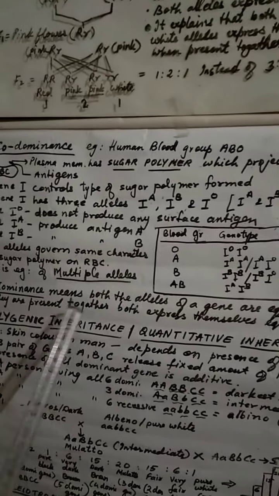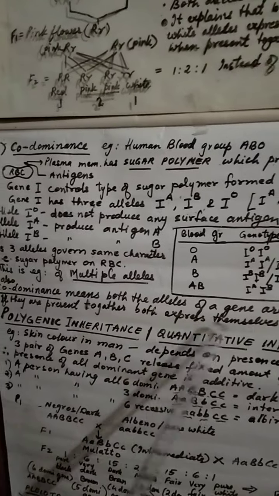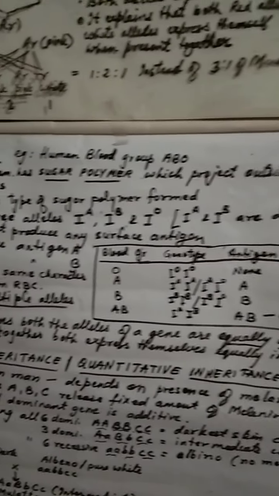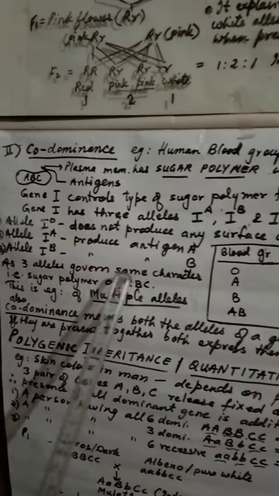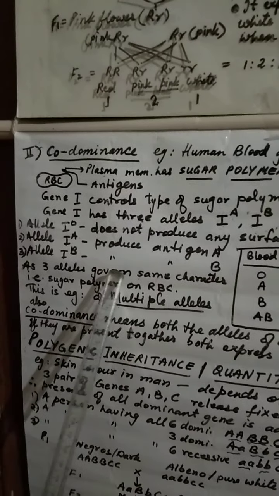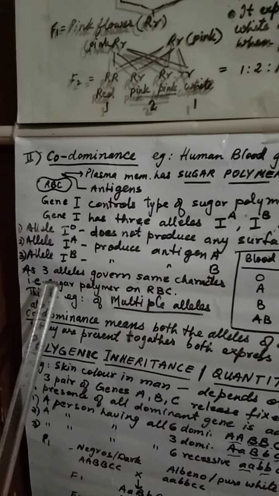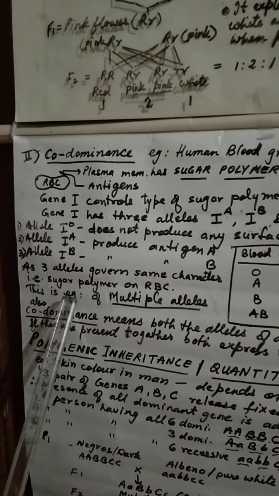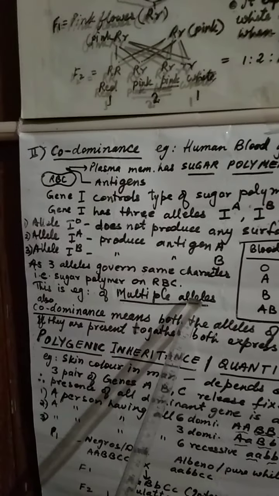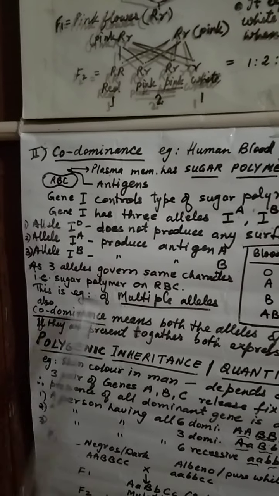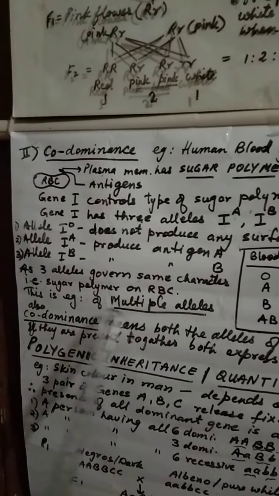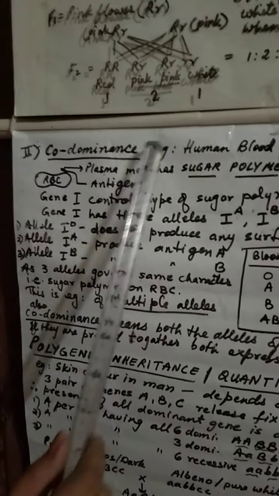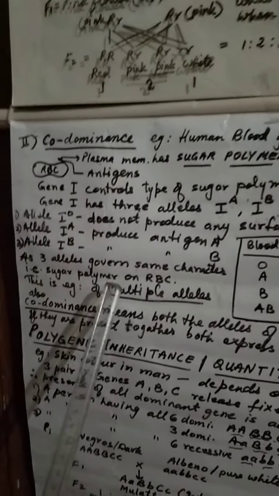If they are present together, both express themselves equally in the phenotype. Students, as three alleles govern the same character, that is the sugar polymer on RBC, this is an example of multiple alleles also. So remember, the ABO system is an example of multiple alleles as well as codominance.